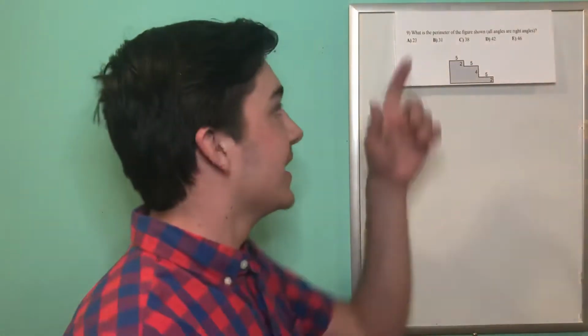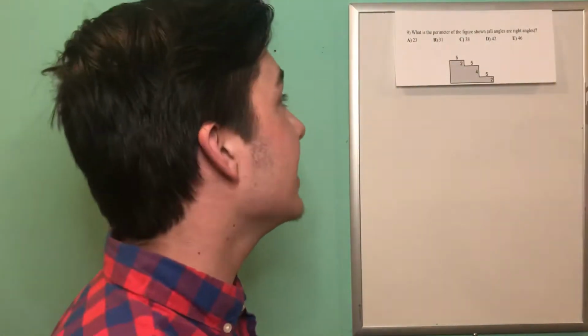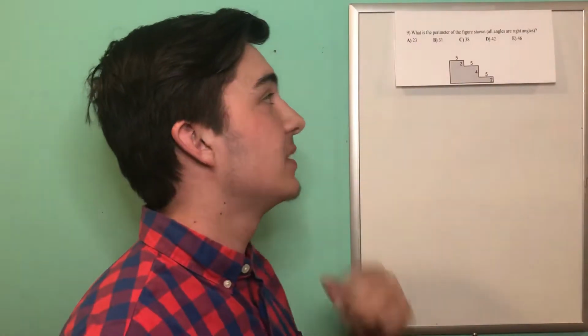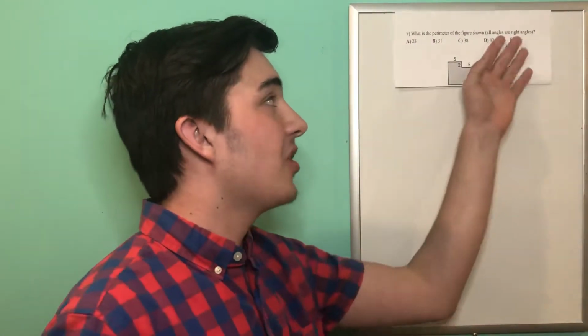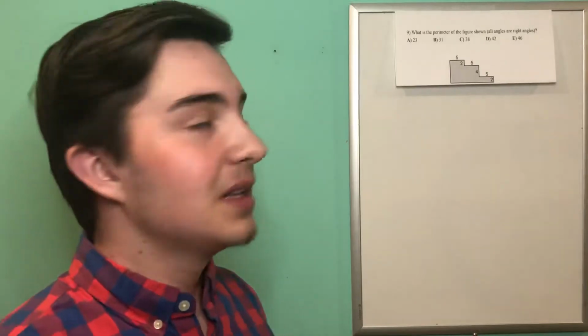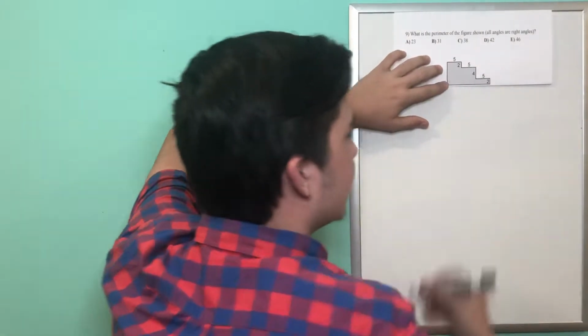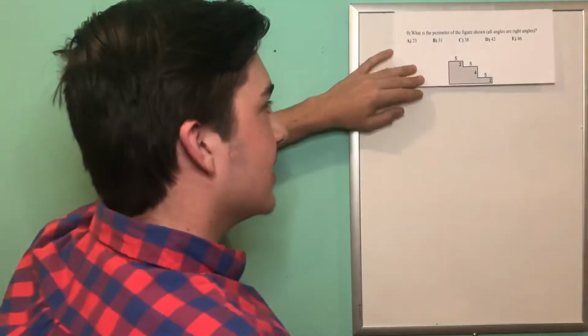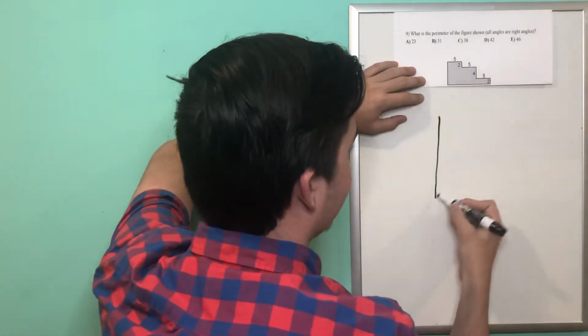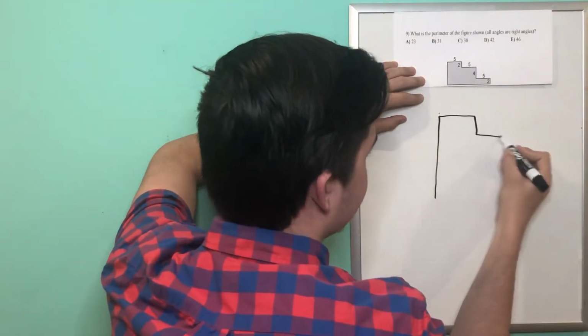Let's get into it. Question number 1. What is the perimeter of the figure shown? It says all angles are right angles. Well, we can kind of disregard that. It basically just means that these are all straight lines. They all make squares and rectangles, right? So let's look at this diagram and see what this picture's showing us.